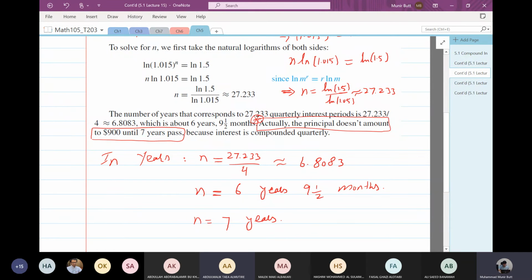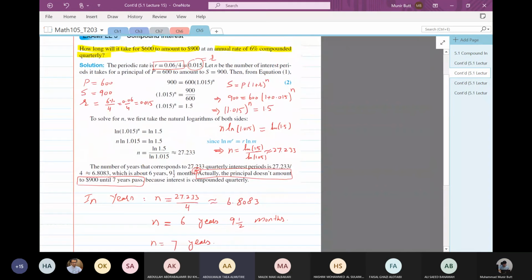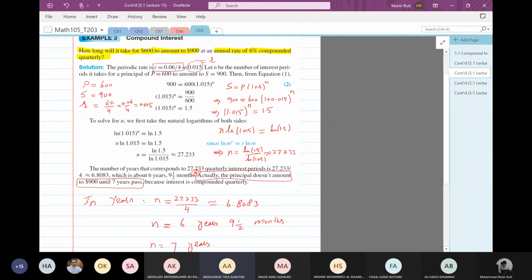Doctor, why do we divide the answer by 4 when we already divided before? No, this data is for quarterly, no? Ah, okay. So we want to make it years. So how to do it?